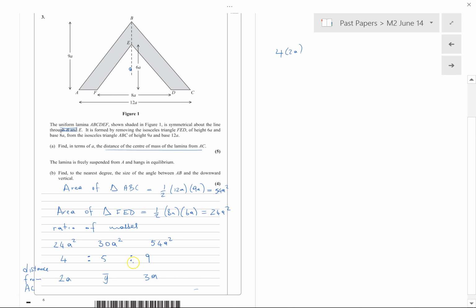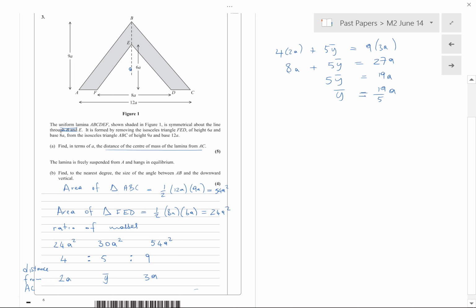Anyway, so we've got 4 times 2A. We can now multiply this all out, plus 5Y bar is 9 times 3A. So that's 8A plus 5Y bar is equal to 27A. So 5Y bar equals 19A. So Y bar is equal to 19 over 5A. So that's our answer for part A.